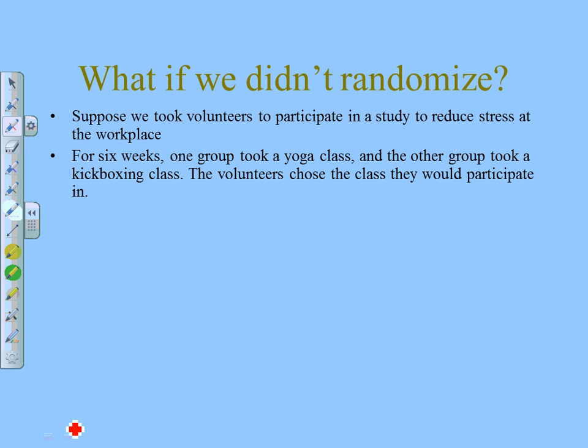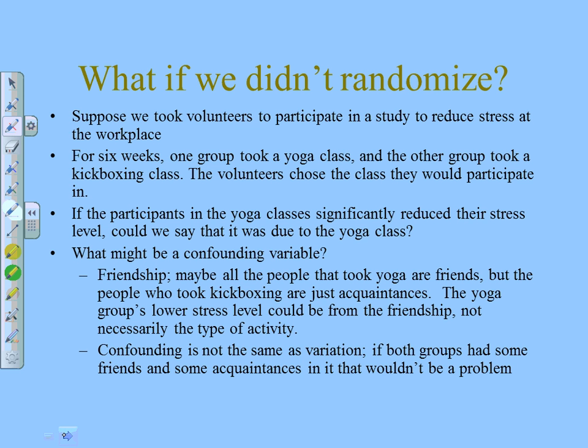They don't know. Maybe a group of friends all go to the kickboxing class or all go to the yoga class, and their stress is reduced because they're with their friends. The confounding variable may be friendship. The confounding variable may be just the public opinion about yoga and how it reduces stress. Who knows? So that's why we don't want volunteers choosing. Instead, we need to randomly assign. That's important.